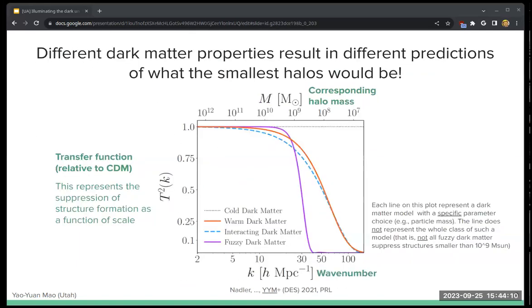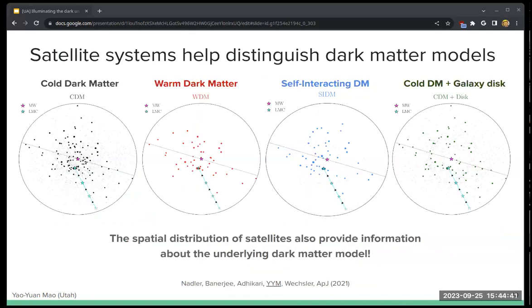Question. Yes. What is the y-axis exactly? This is the transfer function relative to CDM. What does it mean? It's kind of like the power spectrum in a way. Does that make sense? Really, that function is a function of wavelength, where you're doing the Fourier transform, and the halo mass is just the typical halo mass for that wavelength. So that is one way you can do that.